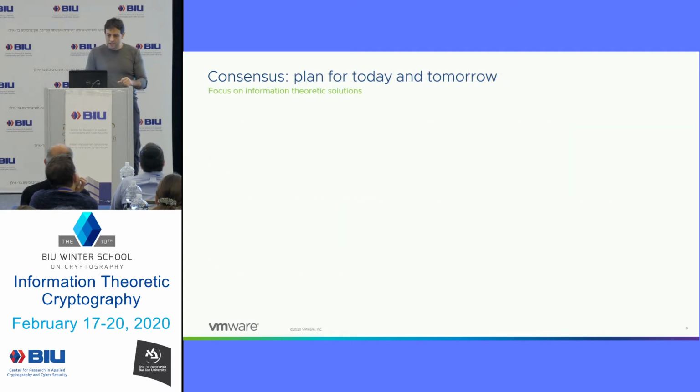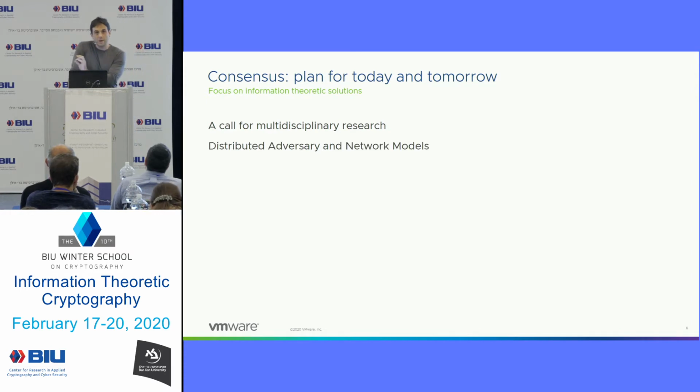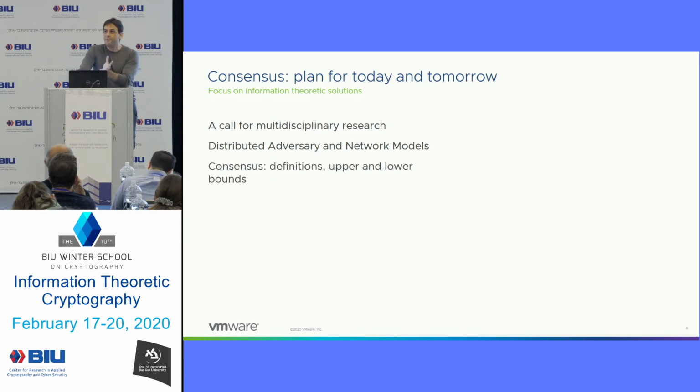Okay, so here's the plan for today and tomorrow. So first, I'm going to use this opportunity to just tell you that I think we should all do multidisciplinary research. It's not just this workshop, but in general, multidisciplinary research. And then I'm going to do a simple distributed computing 101, tell you about the models of what is the adversary and what are the network models that are used. Define this problem of consensus. You probably know what consensus is, but I'm going to define it very, very formally.